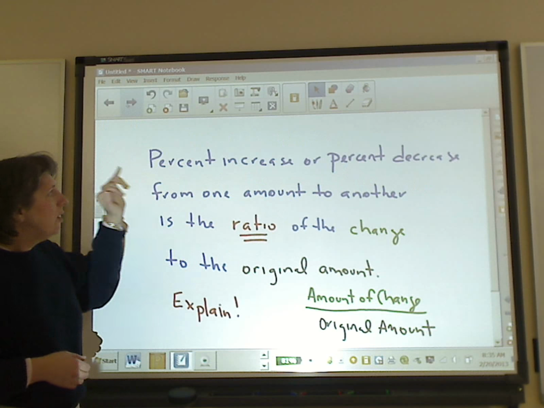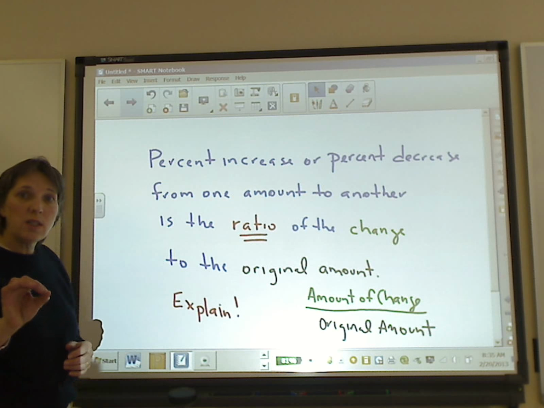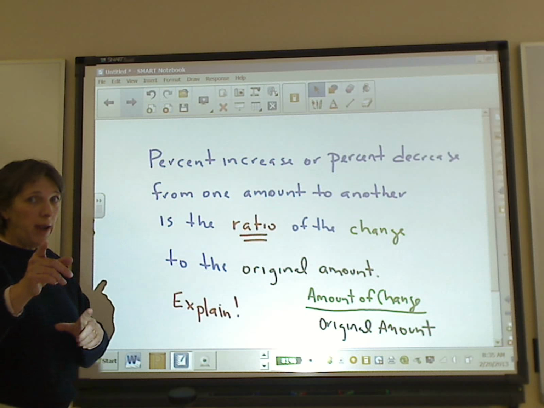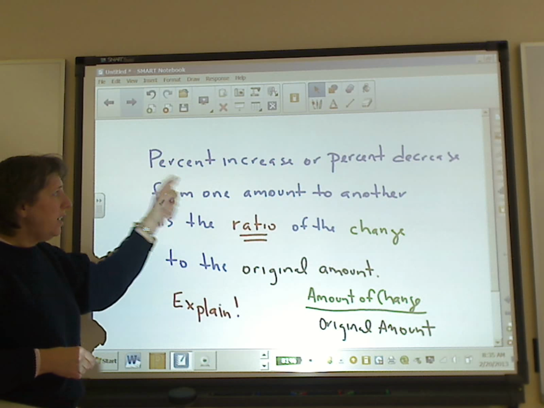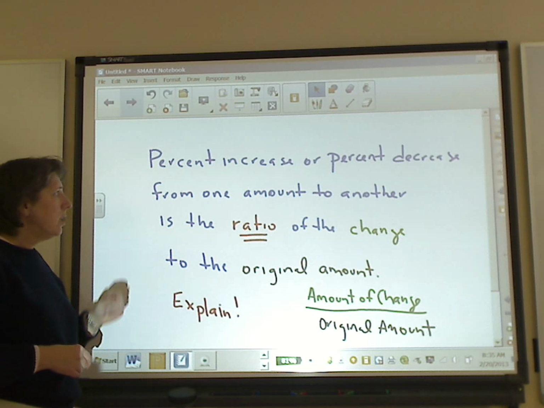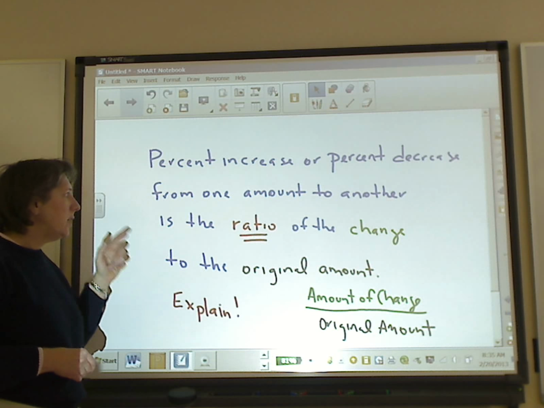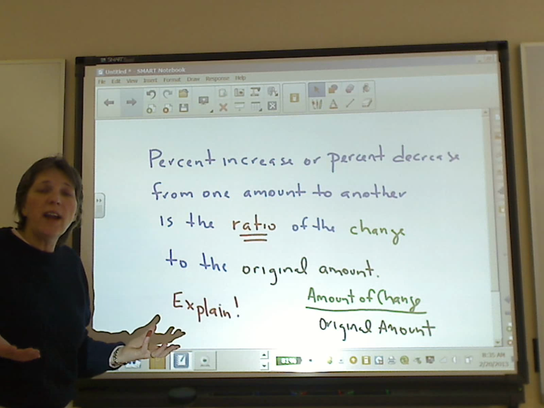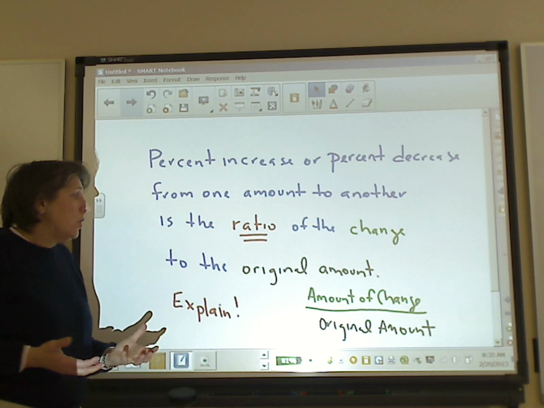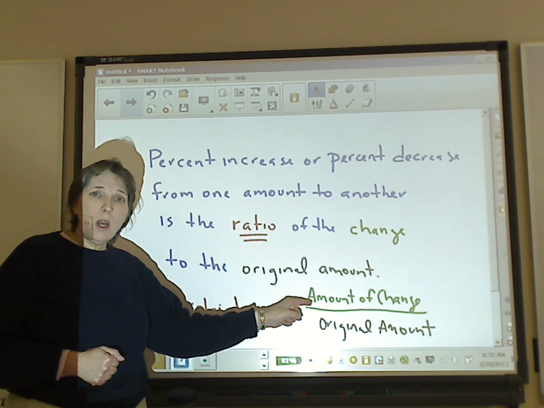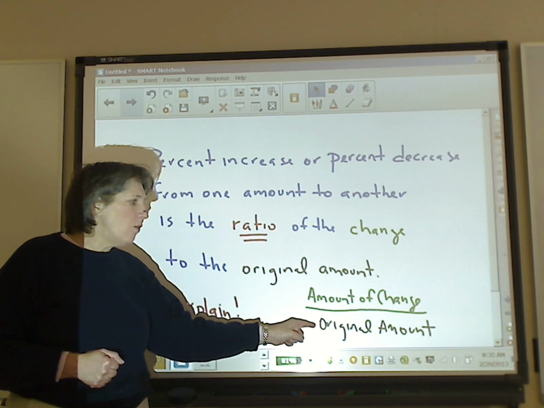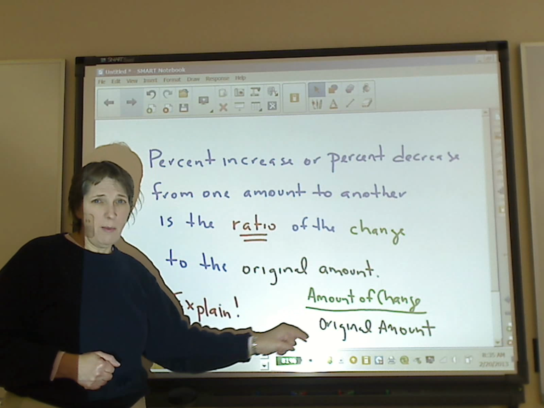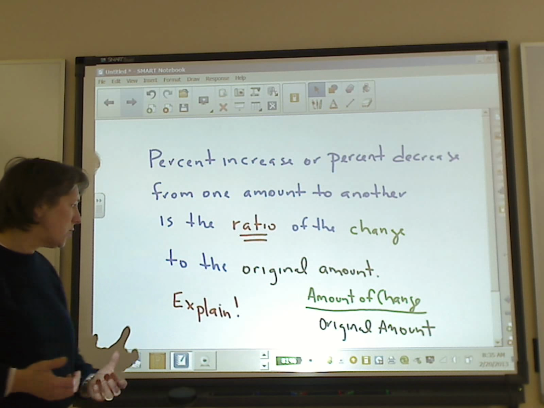So here's the actual definition, and if you need to, stop the video and write this down after I explain it to you. The percent increase or percent decrease from one amount to another is the ratio of the change to the original amount. So it's a fraction. It's a ratio. So your formula is amount of change over original amount. Amount of change to original amount, if we want to say it properly, because it's a ratio.